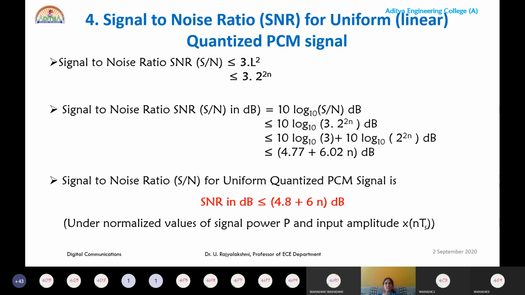Is this derivation okay to everyone? At least one of you respond. Signal to noise ratio derivation for uniform quantized PCM signal. Yes, ma'am. Okay, thank you.